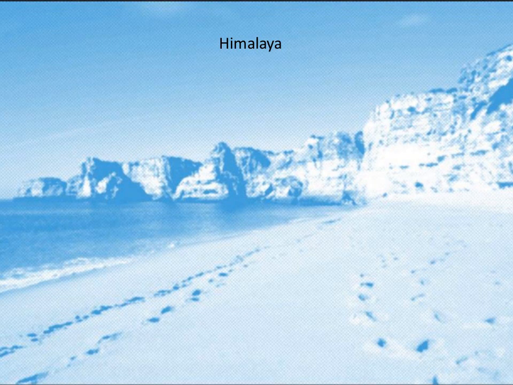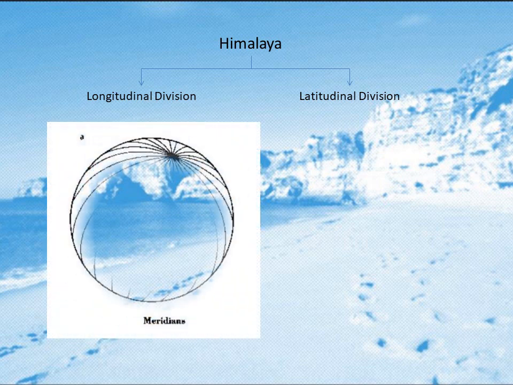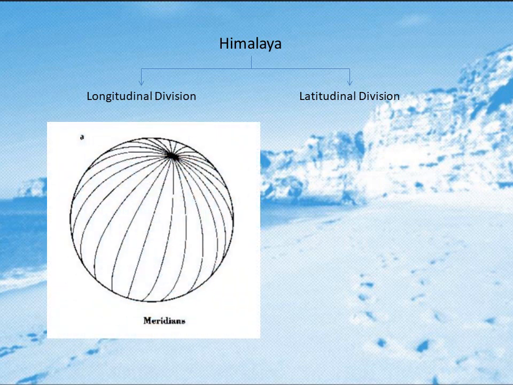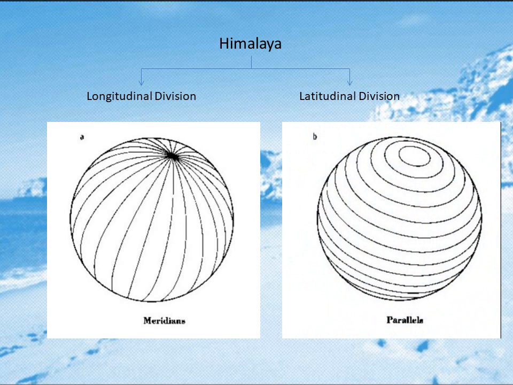We study the Himalaya from two different perspectives. One is longitudinal division and another is latitudinal division. What is longitude? We all know. Longitudes are imaginary vertical lines joining the North Pole to the South Pole. And what is latitude? Latitudes are imaginary horizontal lines parallel to the equator.